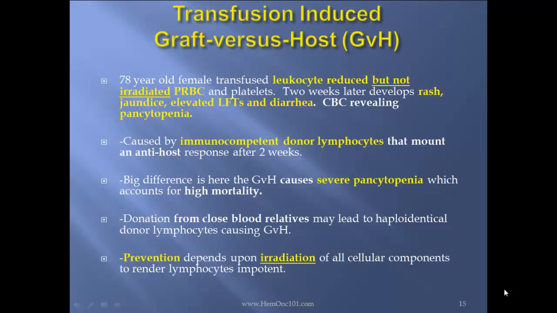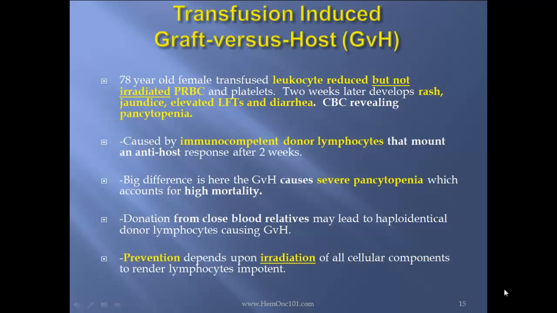Transfusion-induced graft-versus-host, case report. A 78-year-old female was transfused leukocyte reduced but not irradiated packed RBCs and platelets. 2 weeks later she develops rash, jaundice, elevated LFTs, and diarrhea. CBC reveals pancytopenia. So what happened? This is caused by immunocompetent donor lymphocytes that mount an anti-host response after 2 weeks.